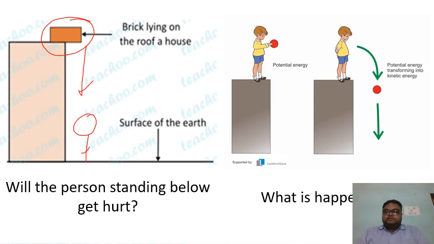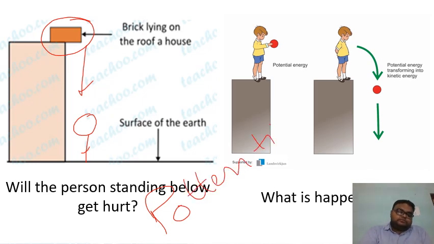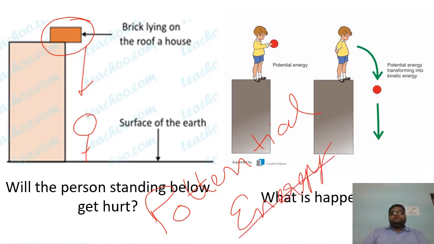Okay, students? Right. So today we will learn about that form of energy, and that form of energy is called what? That form of energy is known as potential energy. That form of energy is called potential energy. So now let's start our discussion of potential energy.